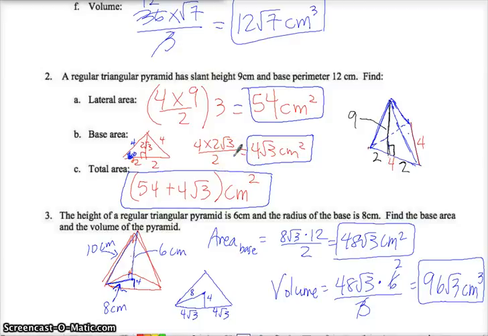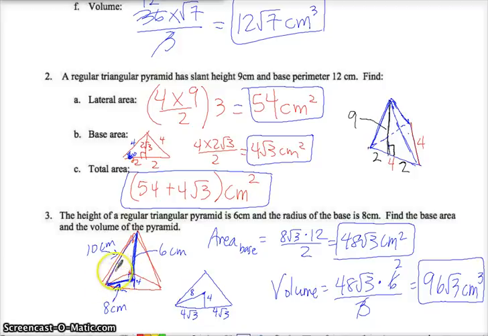And finally, number 3. The height of a regular triangular pyramid is 6 centimeters, so this is my height. Remember, the height goes from the tip of the pyramid down to the center of the base. That's 6. The radius to the base, so from here it goes out, and that's 8 centimeters. It's a little complicated, right? It goes out from the center to 8 centimeters. We did that in the last chapter, though.